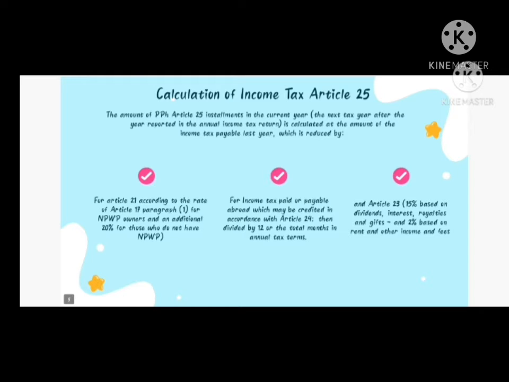For income tax paid or payable abroad, which may increase in accordance with Article 24, then divided by 12 or the total amount in the annual tax term. And Article 23, 15% based on dividend, interest, royalties, and gift, and 2% based on rent and other income and fees.